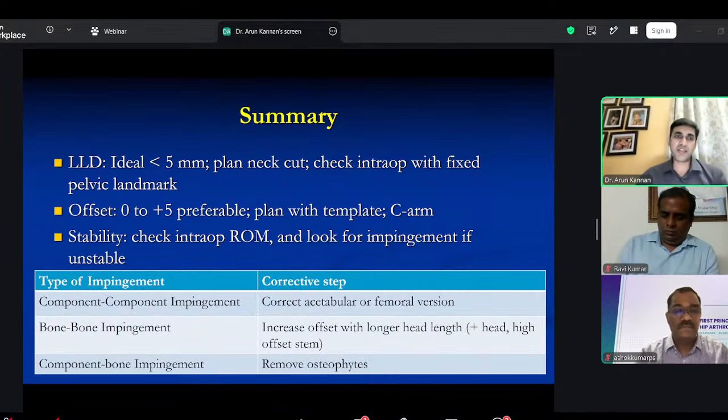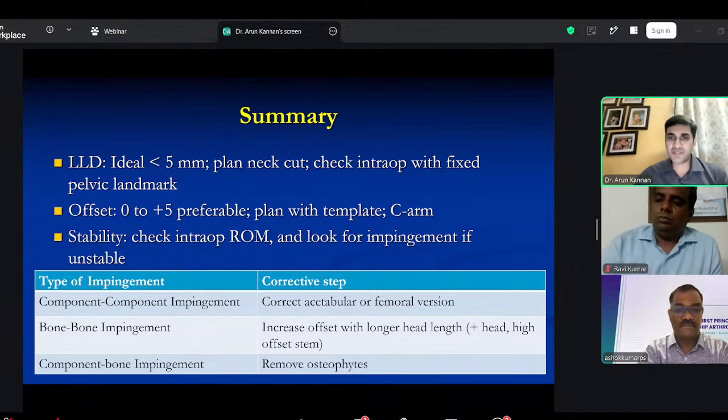So in summary, limb length discrepancy ideally should be within 5 mm. Plan the neck cut, and check intraoperatively with a fixed pelvic landmark. Offset 0 to plus 5 mm is preferable. Plan with the template, plan your stem, and if you can, use a C-arm intraoperatively to check the offset.